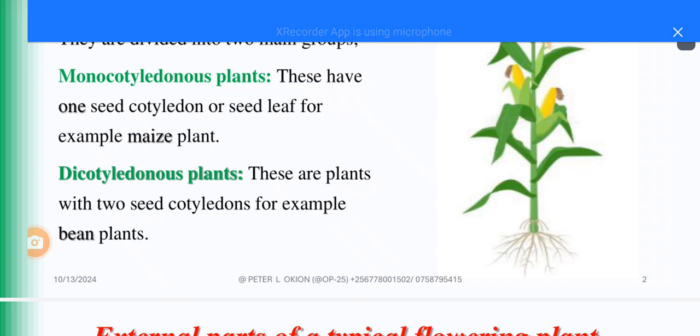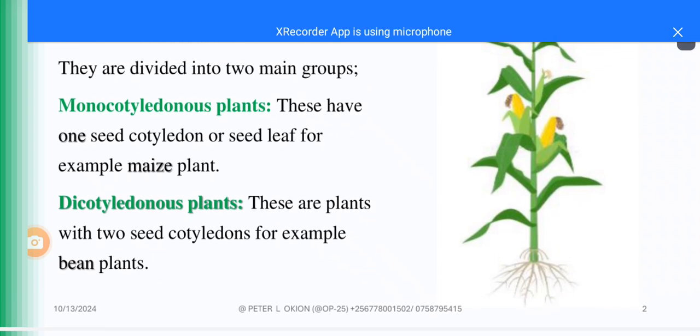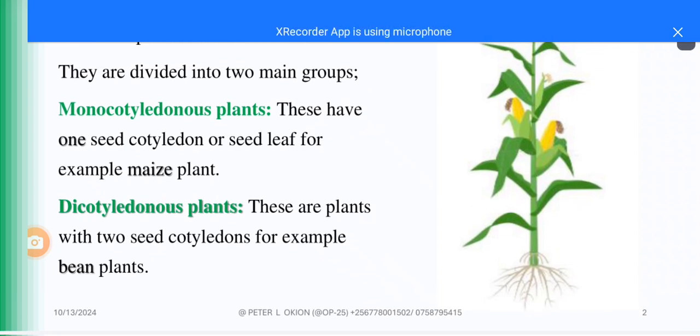Then when we go to dicotyledonous plants, I will say these are plants which contain two seed cotyledons. So dicotyledonous contains two, then mono contains one cotyledon, di contains two cotyledons. Examples of dicotyledons, we have the bean plants, we have the soya beans, we have the cowpeas, and many others.